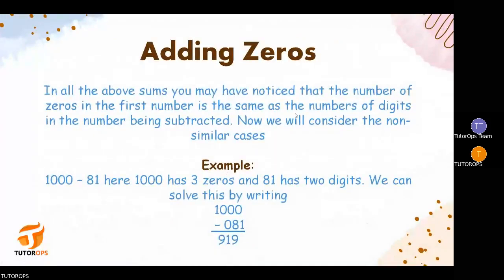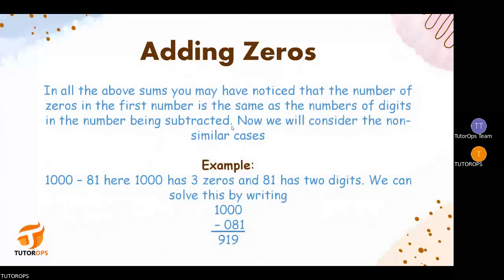Now we may have noticed that the number of zeros in the first number is the same as the number of digits in the number being subtracted. Now we will consider the non-similar case. That means where the number of zeros is not equal to the number of digits which is being subtracted. For example, 1000 minus 81.